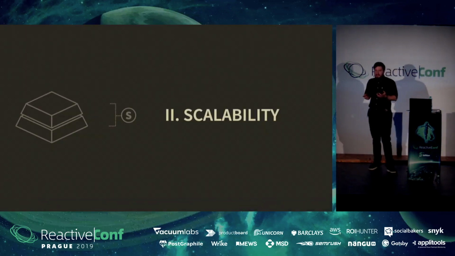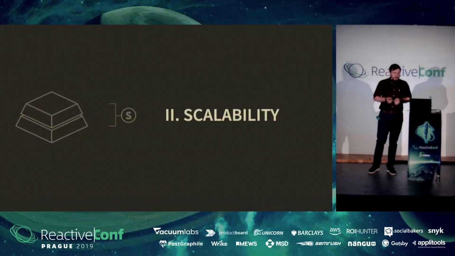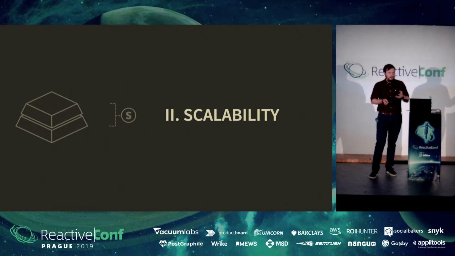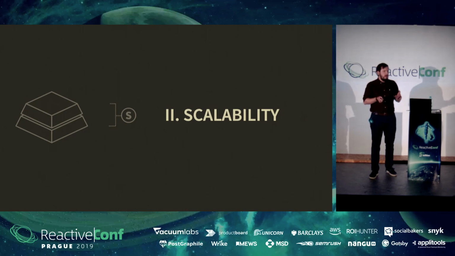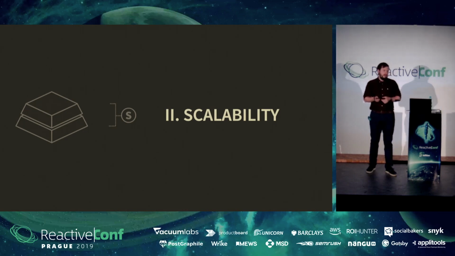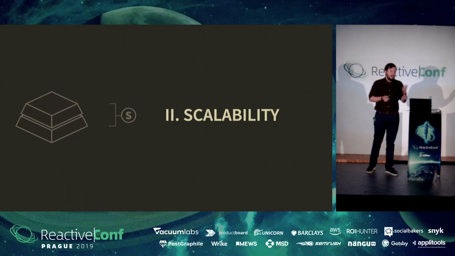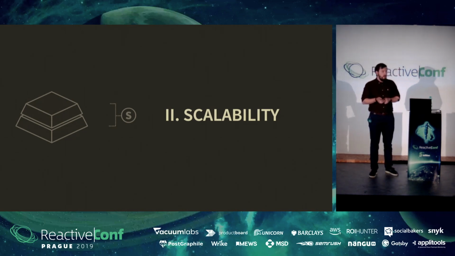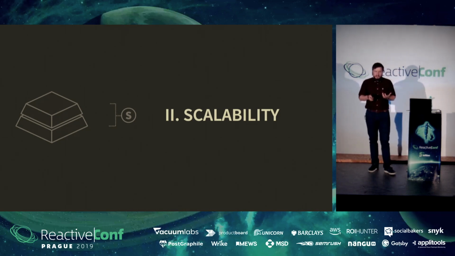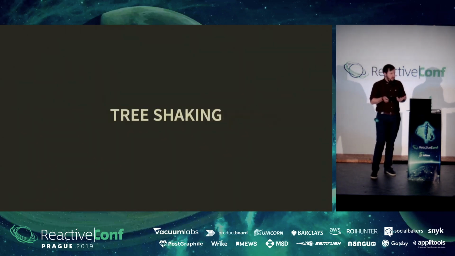And the second thing is about scalability. So what if your product or your language or your libraries expand by 5 times? What if your team expands by 10 times, as we have? What would happen with your language or your framework? It's a big question. And Dart has tree shaking.